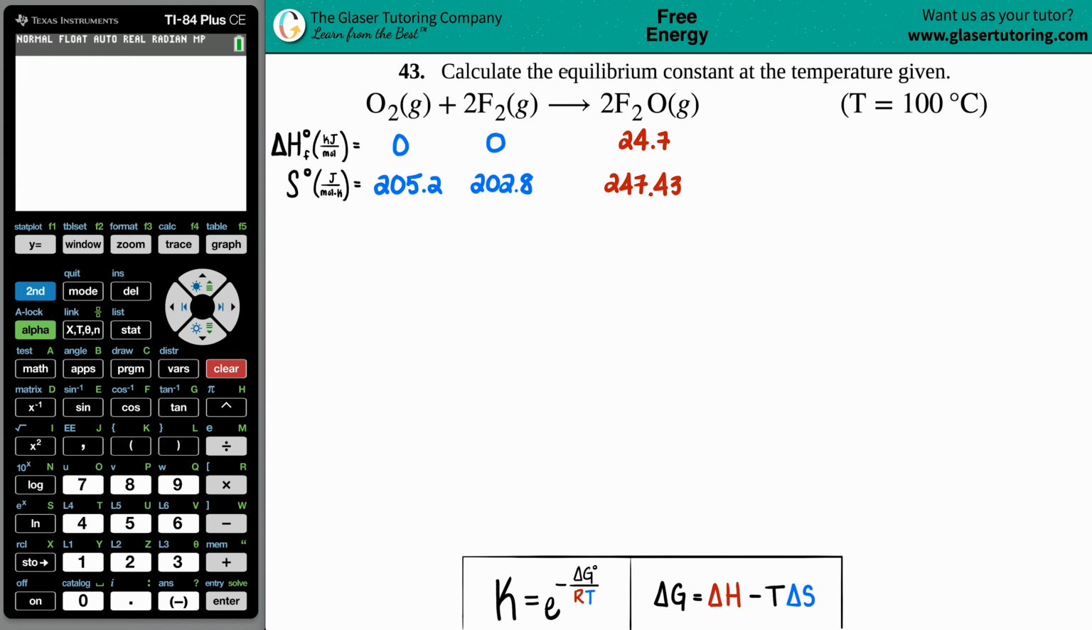43. Calculate the equilibrium constant at the temperature given. So we have O2 gas plus 2F2 gas yields 2F2O gas, and they give me a temperature of 100 degrees Celsius. Now, all in all, we're trying to find that equilibrium constant, right? And the equilibrium constant is always K.